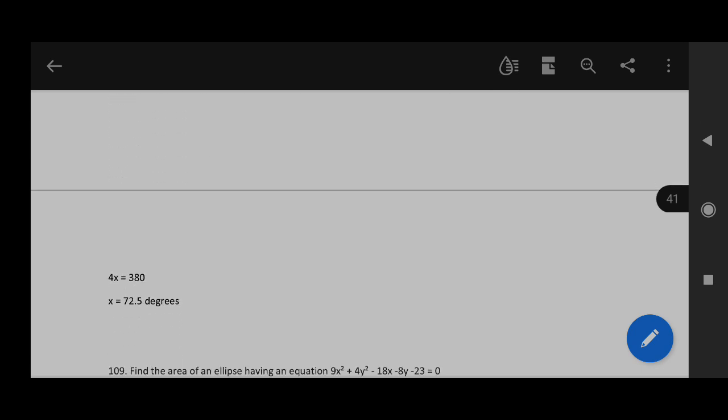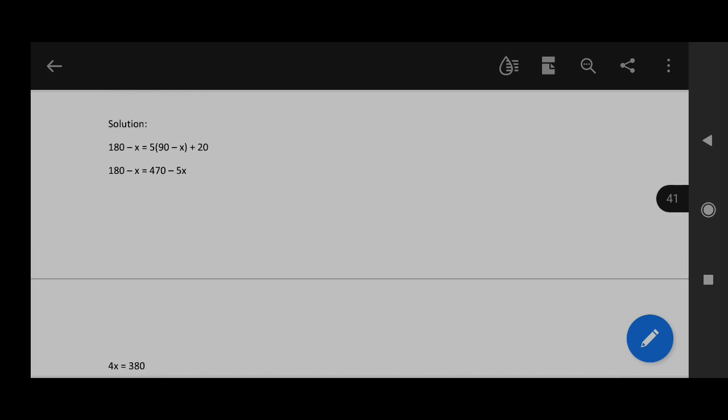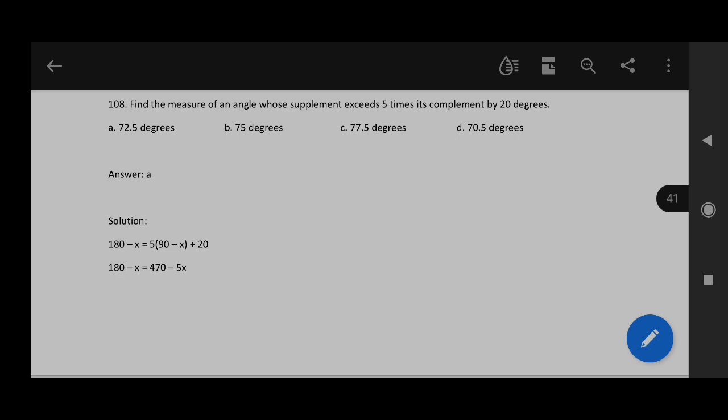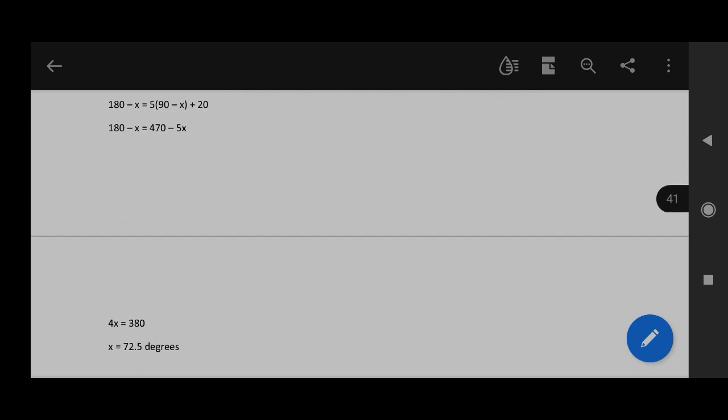And then, it becomes 4x equals 380. So, move the 4 to the other side. It becomes x equals 380 over 4, or 72.5 degrees. The answer to that problem is letter A, 72.5 degrees.